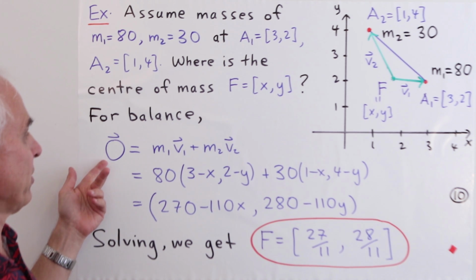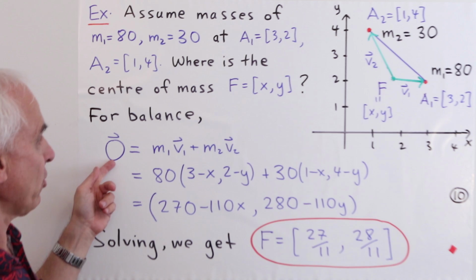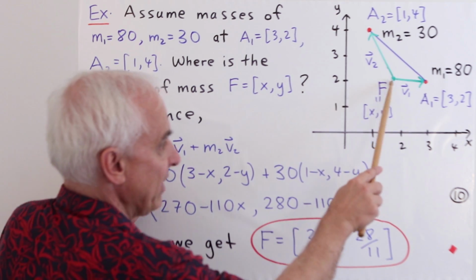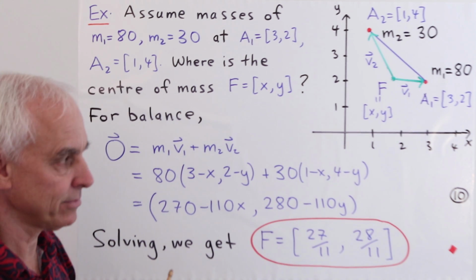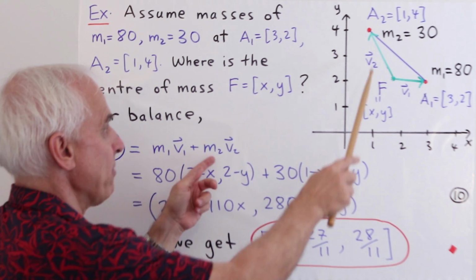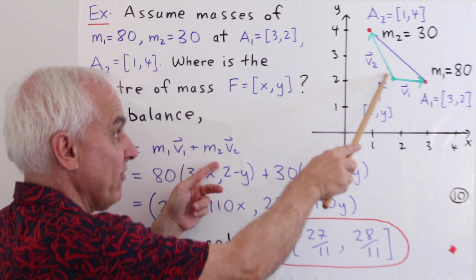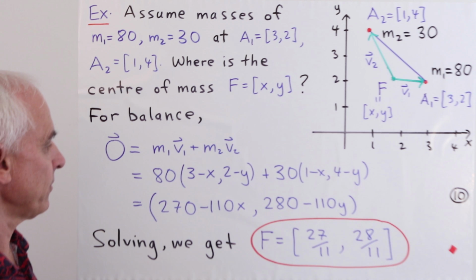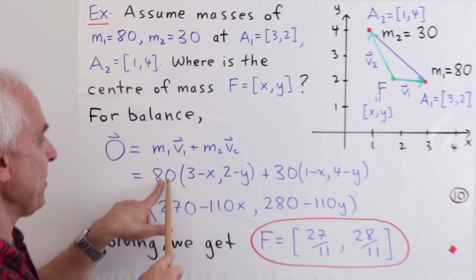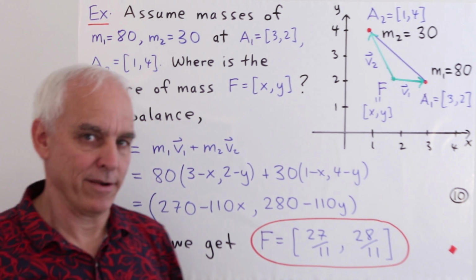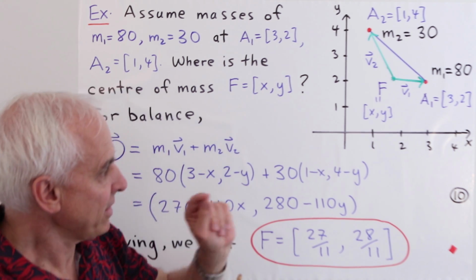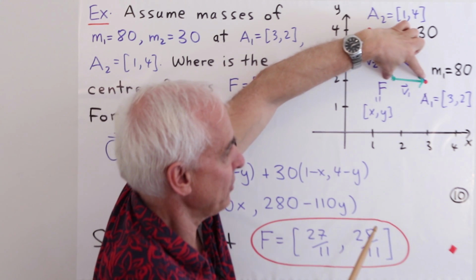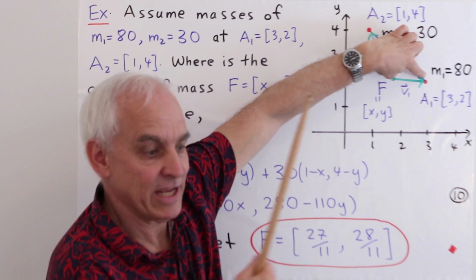Okay, so here's our equation. For balance, we want 0 equals m1, which is the first mass, times v1, that vector, plus m2, the second mass, times v2, the second vector. We want that all to be 0. Okay, the mass m1 is 80. And what is this vector v1? Well, it's the vector going from F to A1. Okay, that vector there.